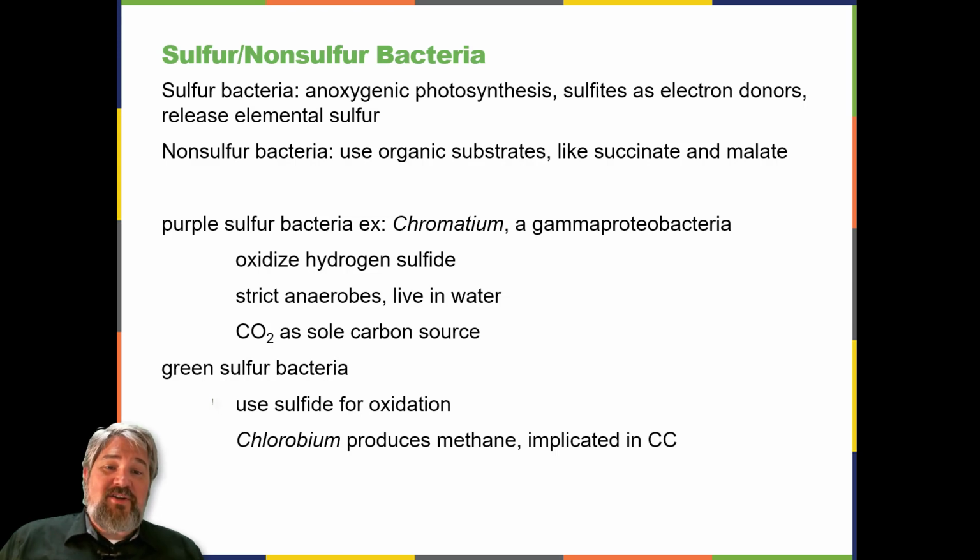The green sulfur bacteria use sulfide for oxidation and produce large amounts of green bacteriochlorophyll. The genus Chlorobium is a green sulfur bacterium that is implicated in climate change because it produces methane, a greenhouse gas. These bacteria use at least 4 types of chlorophyll for photosynthesis. The most prevalent of these, bacteriochlorophyll, is stored in special vesicle-like organelles called chlorosomes.